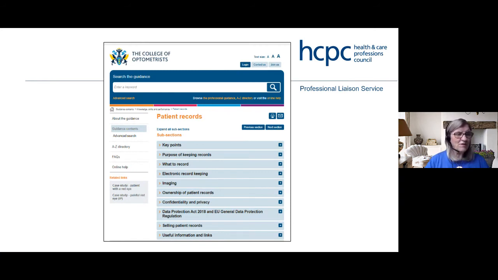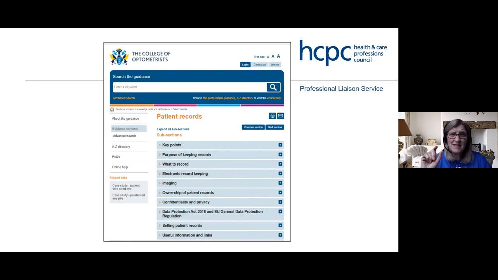This is the College of Optometrists. Now, I did a big search around all the colleges and looked at what they had on record keeping. And lots of them had some really good information. And this college particularly, you can see those headings there are super.